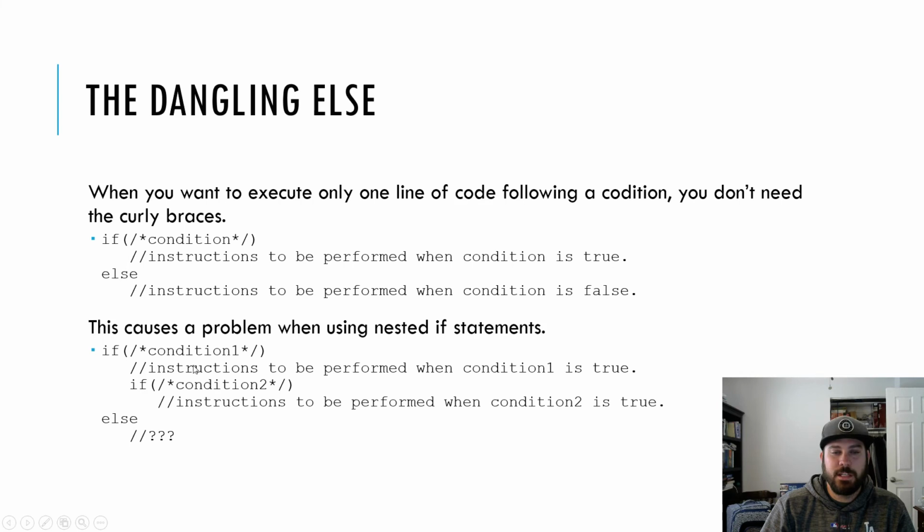So if the first condition is true, then it'll perform these instructions, and then it'll check the second condition. If the second condition is true, it'll perform these instructions. Now this else is only accessed if the first condition is true and the second condition is false. And actually there is no else tied to this first condition, even though it appears that there is.